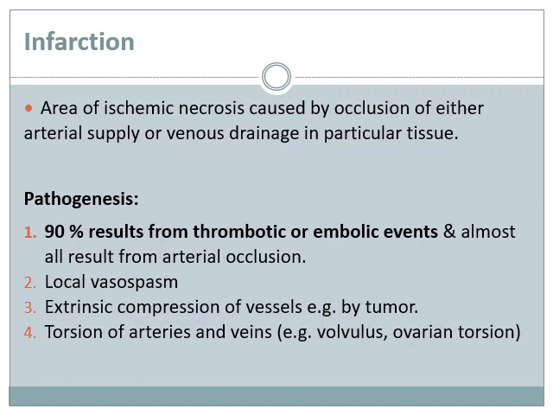It comes in the MCQ. The most common cause of infarction is thrombotic or embolic events, and almost all result from arterial occlusion. This is one of the main causes of infarction. Number 2: it could be due to local vasospasm or extrinsic compression of a vessel by a tumor, for example. Number 4: torsion of arteries and veins, for example in volvulus and ovarian torsion.